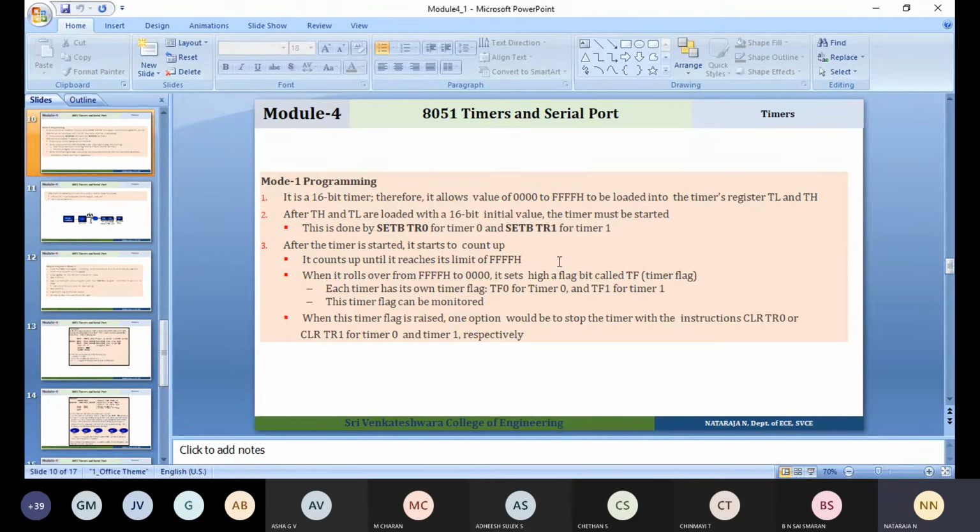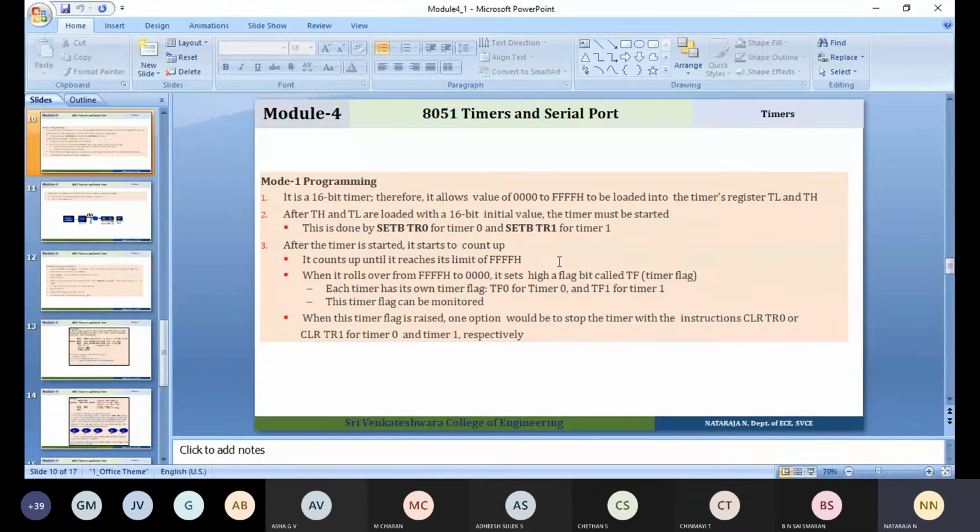Then when this timer flag is raised, one option is to stop the timer with the instruction CLR TR0 and CLR TR1 for timer 0 and timer 1 respectively. Once it reaches 00 after the maximum FF, it generates a carry. We stop the operation by using the instruction CLR TR0. Now TR0 is cleared, so the operation will be stopped at that time.